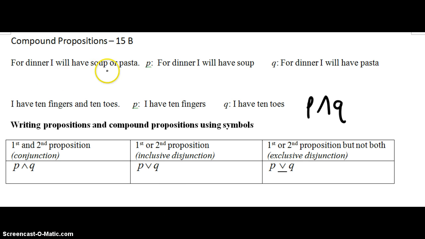So for dinner, I will have soup or pasta. Maybe he's going to have both. We're going to assume they mean inclusive disjunction, and we're going to go ahead and write that P or Q for this one. So these are three new symbols here.